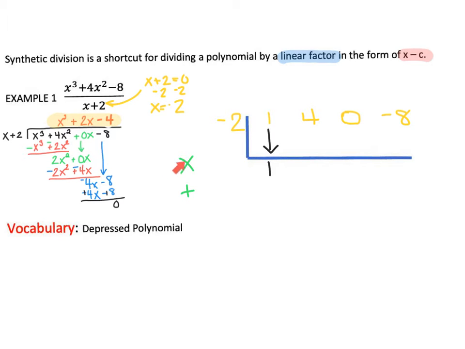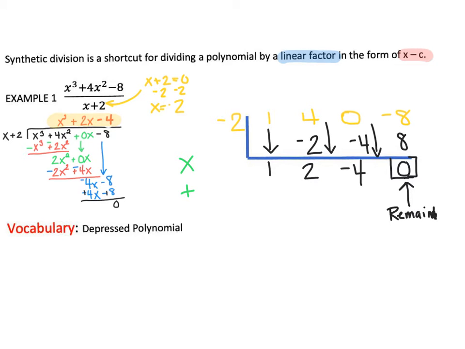And now I multiply. This is my multiplier. Negative 2 times 1 is negative 2. Now I'm adding. 4 plus negative 2 is 2. I'm back to multiply. Negative 2 by 2 is negative 4. Add. I get negative 4. Back to multiply. Negative 2 by negative 4 is 8. Add, and I get 0. Notice I just put this last part in a box, because this is my remainder.